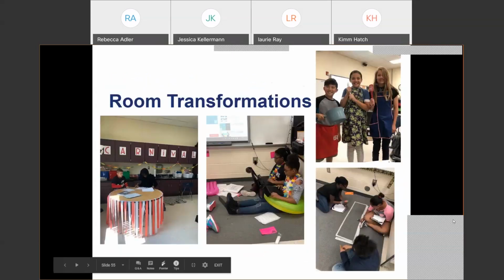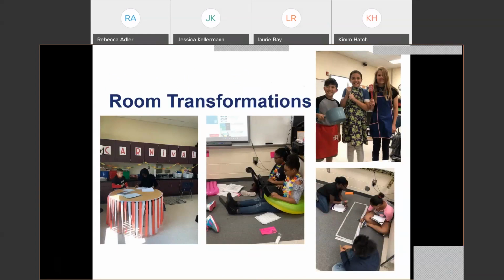I'm also big on room transformations. This gets the kids up and moving. One year I was very, very eager, so every week I would redecorate my classroom. They're not like the ones you see on Pinterest, because I just don't have that kind of time. But the kids didn't care. They would be so excited. Every Monday morning they'd come in and try to figure out what our classroom was going to be that day.